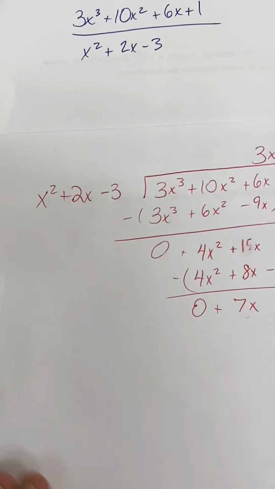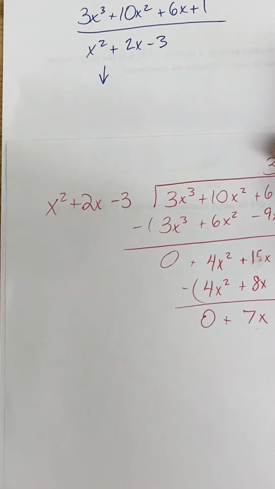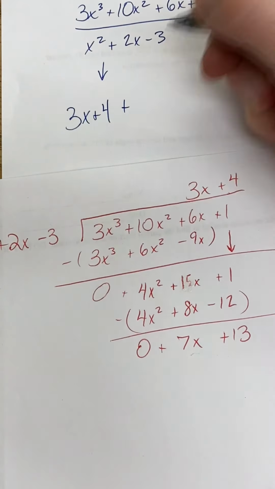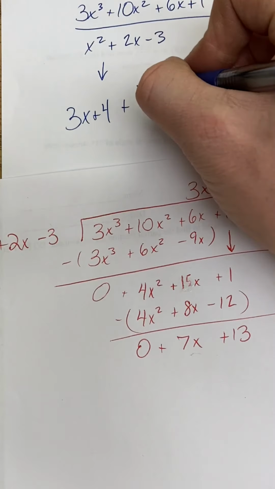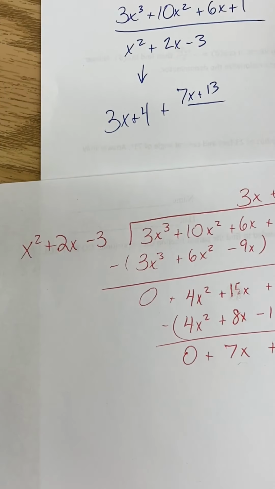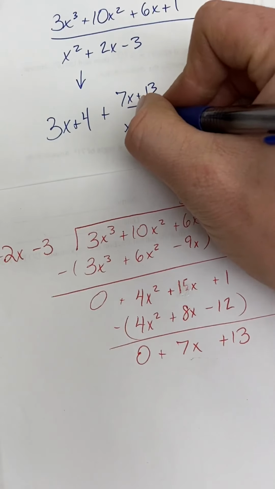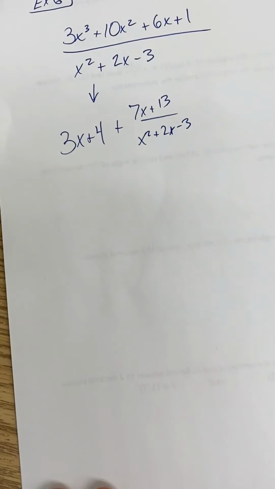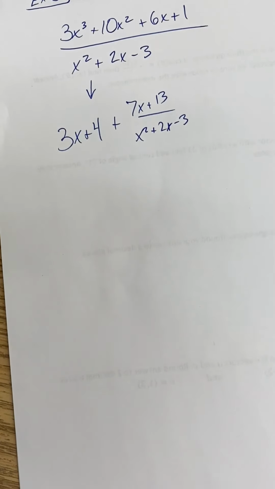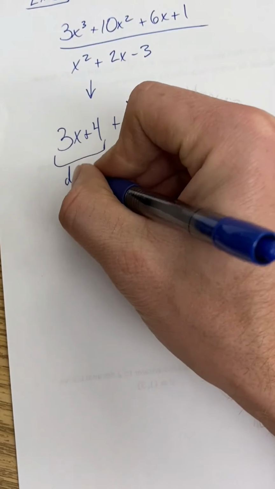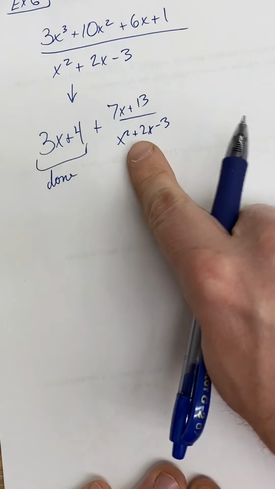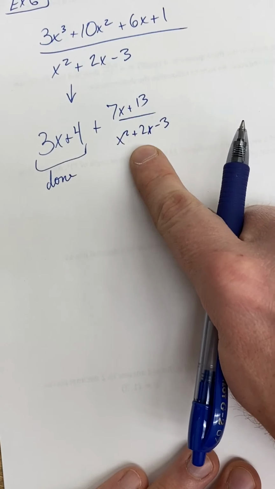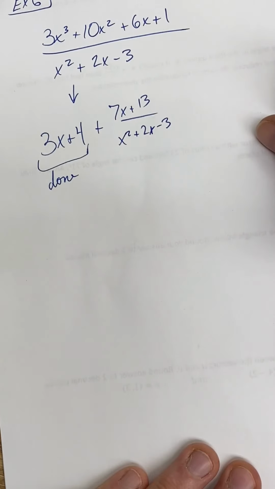All right, so I'm going to come down, and instead of being an improper fraction, let's think of it as being a proper fraction now, where it's 3x plus 4 plus the remainder, 7x plus 13 over x squared plus 2x minus 3. All right, so that 3x plus 4, that's going to carry through to the end. That's done. No more work needed. Good news. But this part looks like the partial fractions we've been dealing with, because that can be broken up into two more fractions that we could do some more work with.